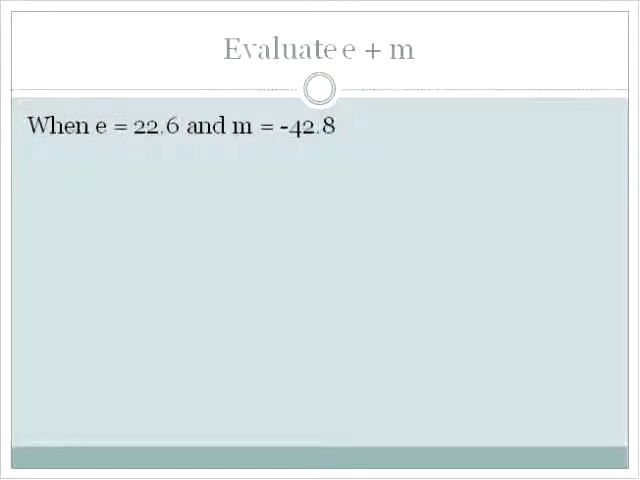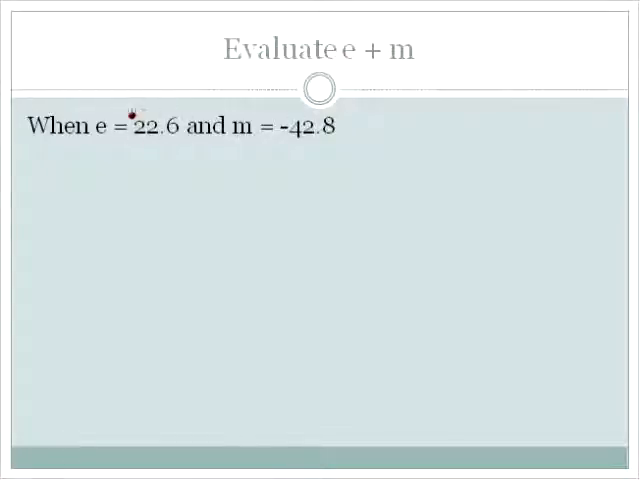Alright, let's go on. What we're going to do is evaluate e plus m, and those are the letters I picked because that's my name and my wife's name. I'm like a high school kid. I like to write e plus m, and that means that we're in love. Alright, anyway, we're adding e plus m.